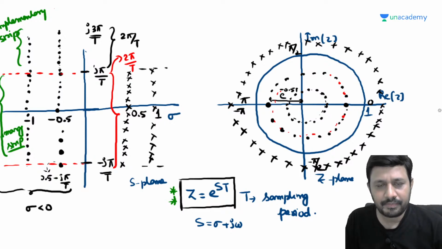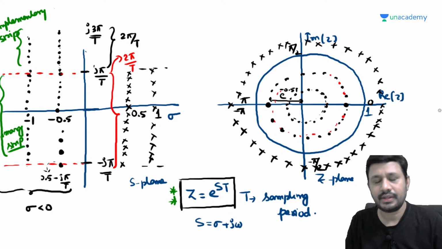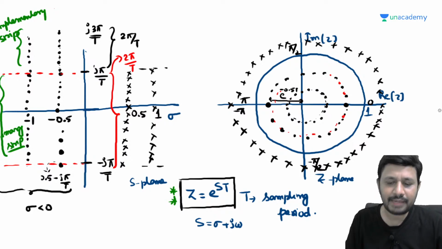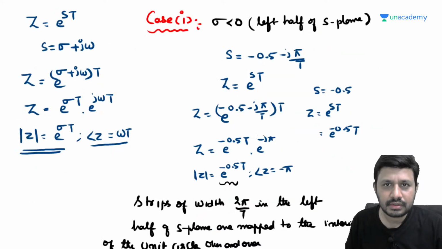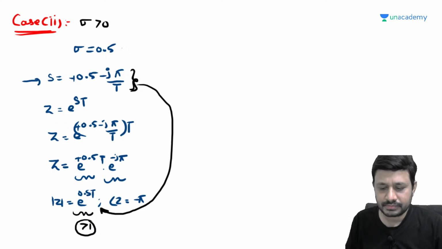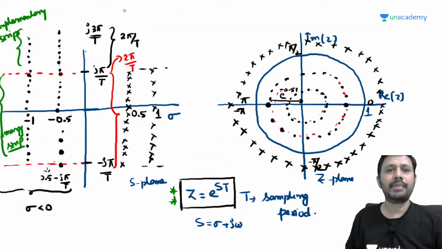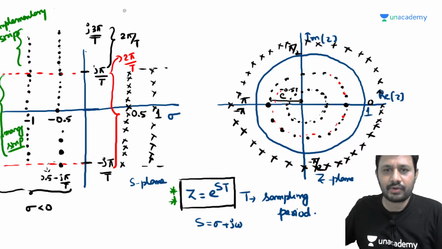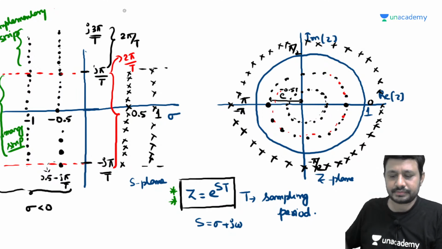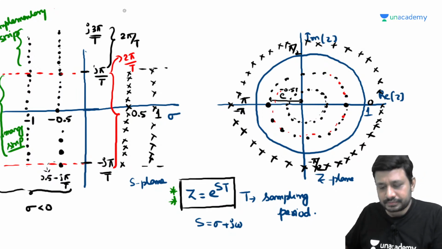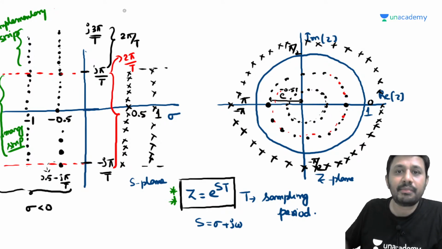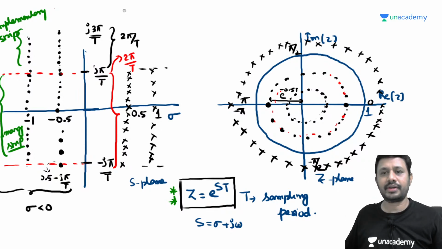Now can anybody tell me, if I increase the value of omega from minus infinite to plus infinite, how many times are we going to trace the circles in the z plane? How many times? I am increasing the values of omega from minus infinite to plus infinite. Due to periodical nature, infinite number of times. Very good. Infinite number of times we are going to trace.